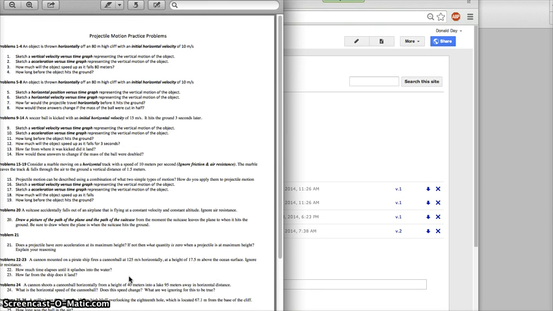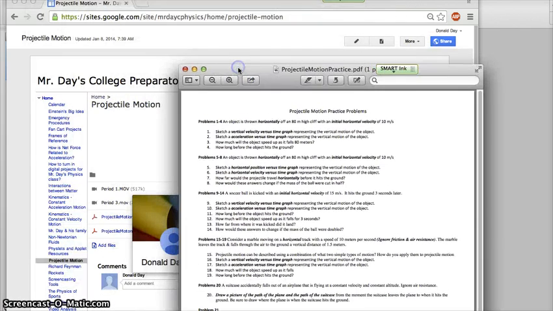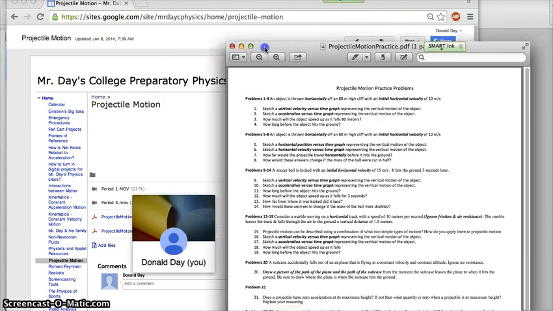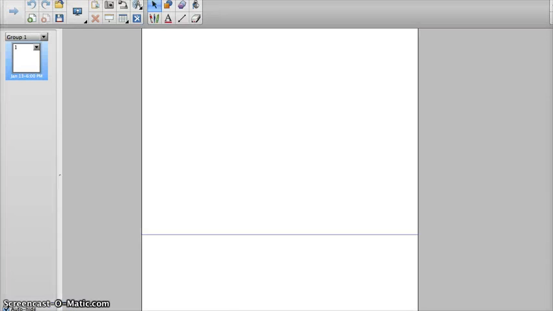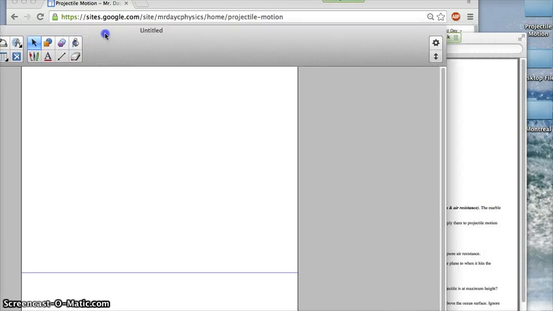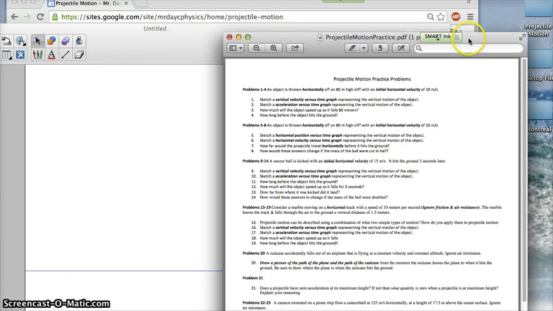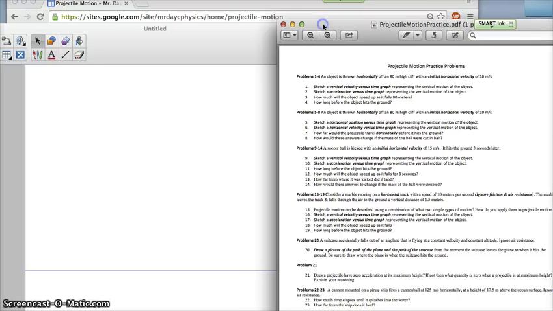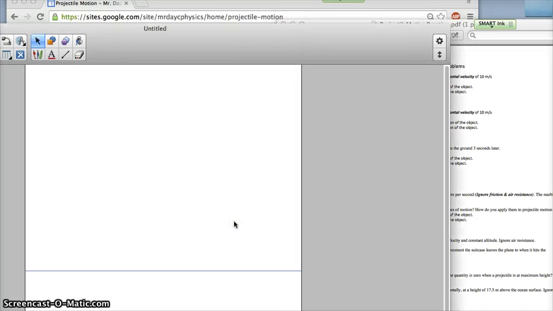So we're talking about problems 1 through 4. We'll start with those. Okay. And let's see, we have an object thrown horizontally off an 80-meter cliff with a horizontal velocity of 10 meters per second. Okay, so let's see what we can figure out.